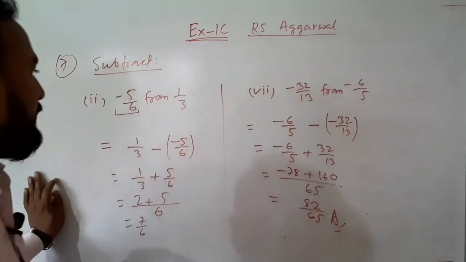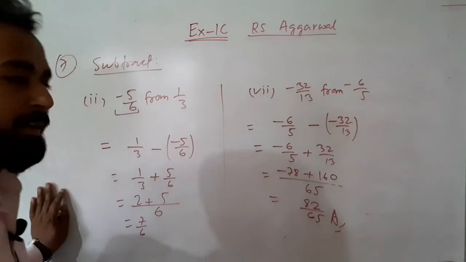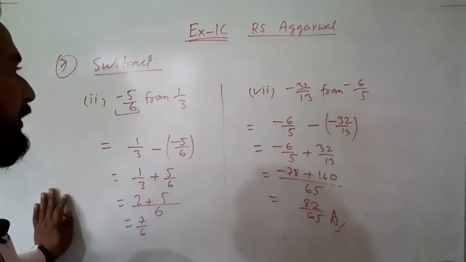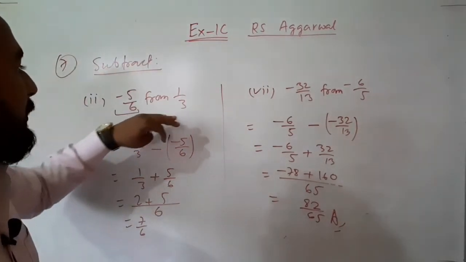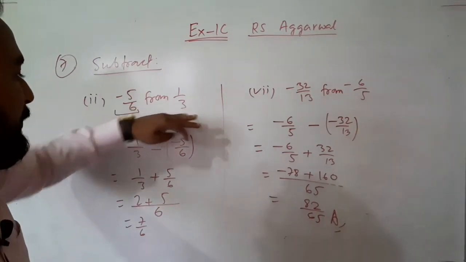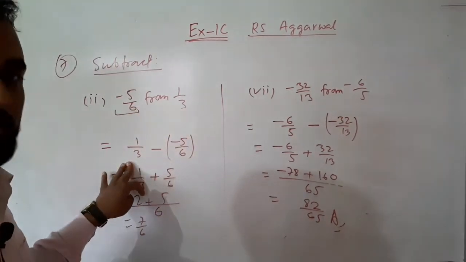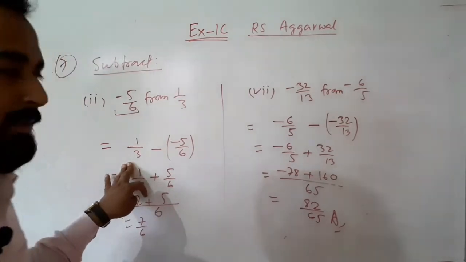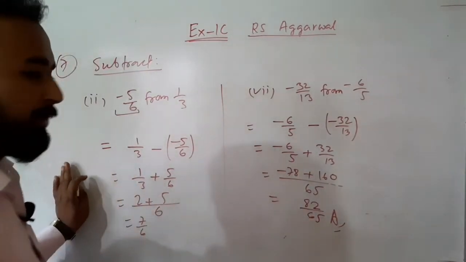So this is the process by which you can find the subtraction of given rational numbers. You only have to understand here that the number which is after the "from" you have to put before the minus sign. Just remember this concept and your subtraction will be correct. Now I am going to solve question number 8.